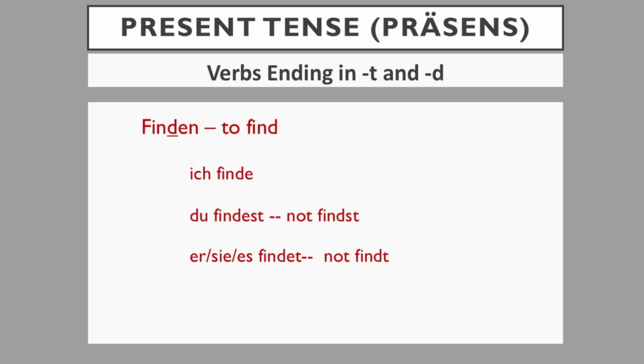Another example is finden, to find. Ich finde, du findest, sie, es findet. Without the extra E, these forms would be difficult to pronounce. This small change makes the words flow naturally.